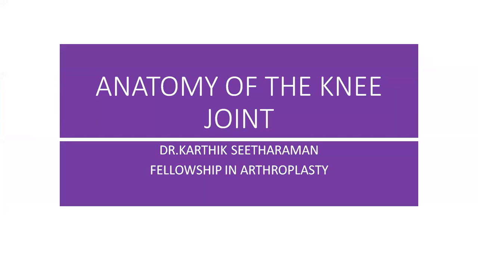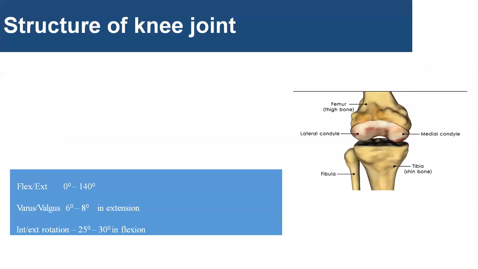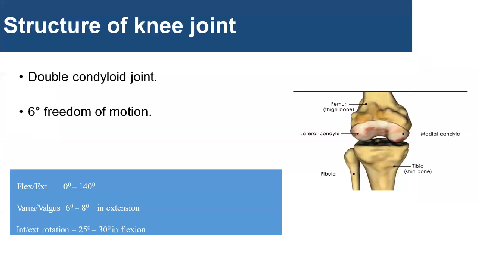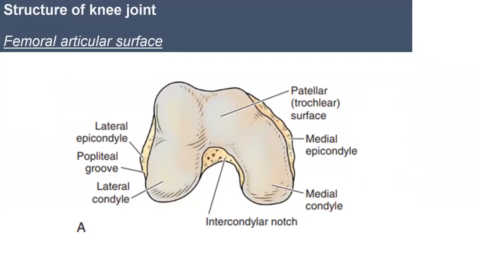Yes, sir. I'll be talking about the anatomy of the knee joint. First, the structure of the knee joint: it's a double condyloid joint, has 6 degrees of freedom of motion, and it's a triaxial motion. The flexion extension is about 0 to 140 degrees, and varus valgus is 6 to 8 degrees in extension, and internal external rotation will be 25 to 30 degrees in flexion.